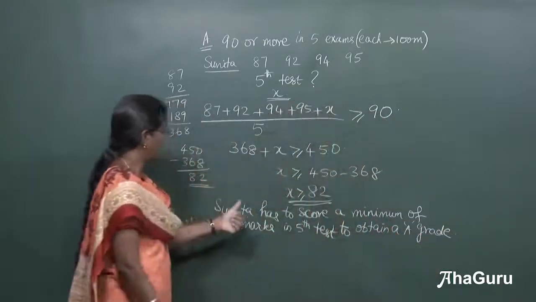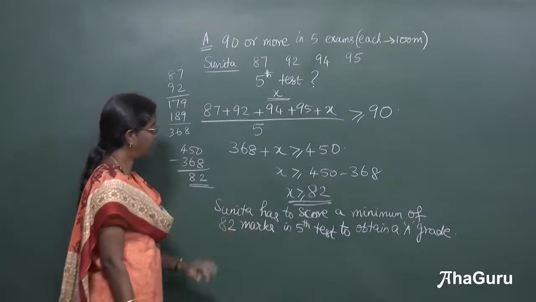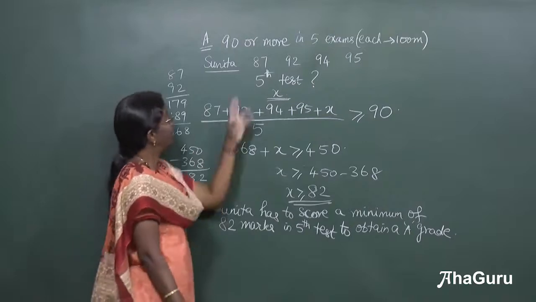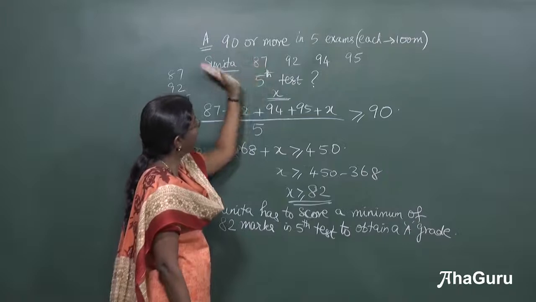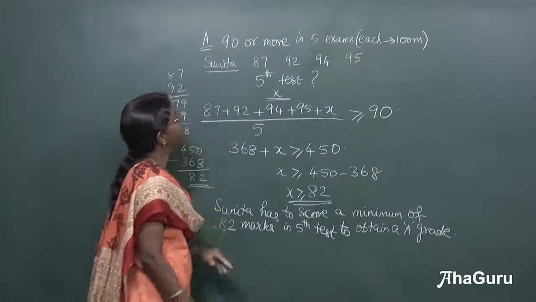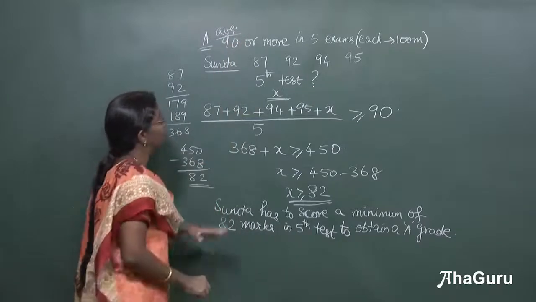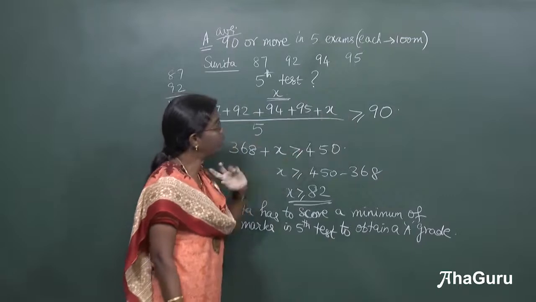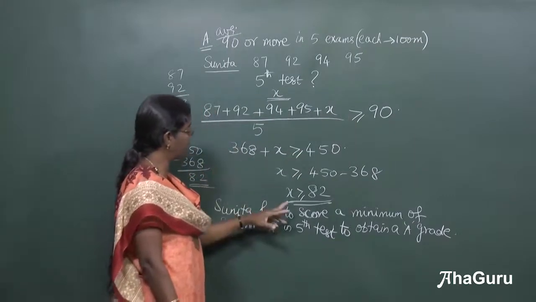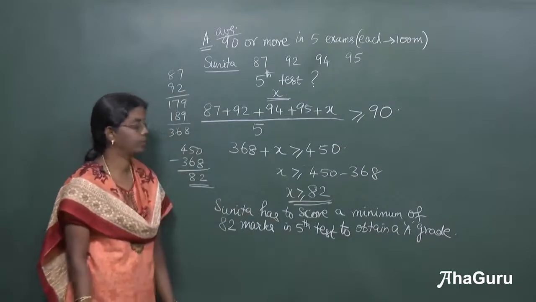This person has to score a minimum of 82 marks in the final or the 5th test if they have to obtain an A grade, because the condition for A grade was an average of 90 or more in 5 examinations. So, add all the marks, divide by 5, and that should be greater than or equal to 90. When you simplify, you get x is greater than or equal to 82.